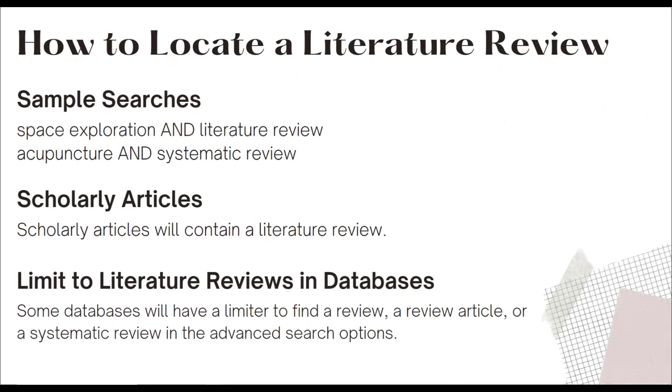There are different forms of literature reviews. The main types are general literature reviews, systematic reviews, and meta-analysis. Each of these literature reviews can be found in research databases. A search can be conducted on a topic with the phrase literature review or systematic review, which will pull up literature reviews on the topic. Many scholarly articles, especially studies, will contain literature reviews. Also, some databases will have a limiter built in that will limit to literature reviews.